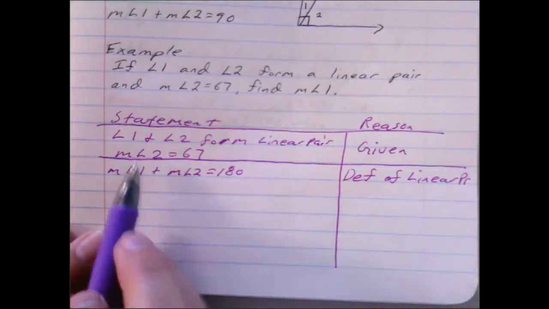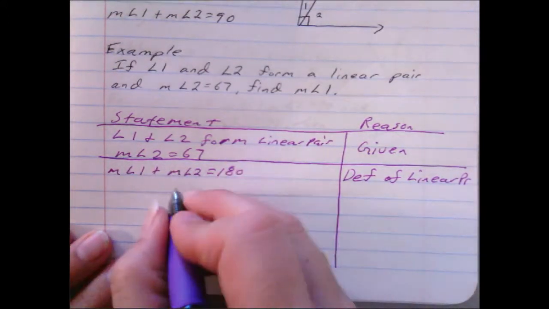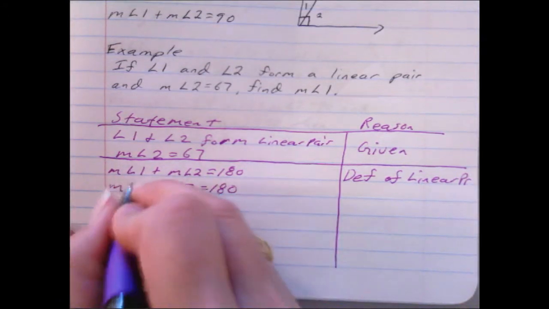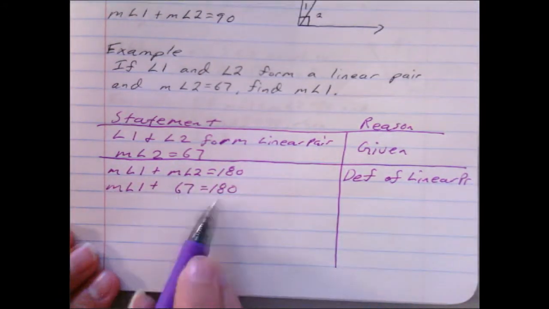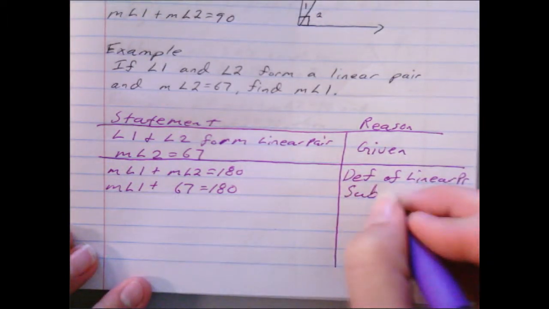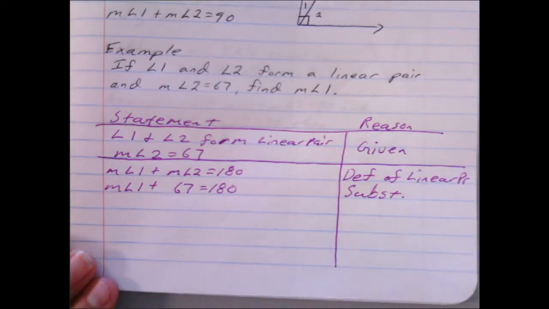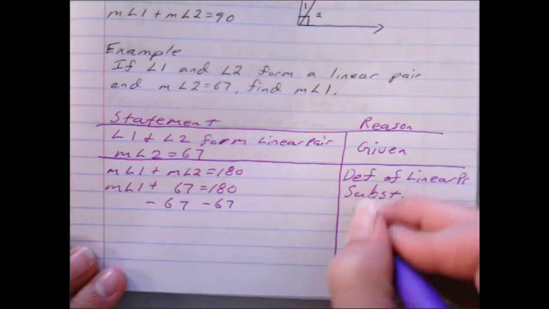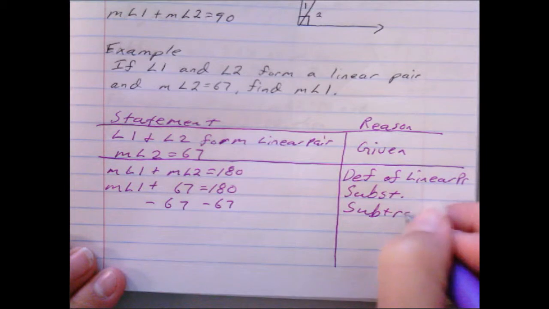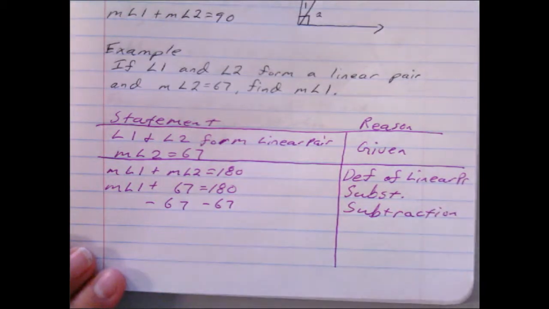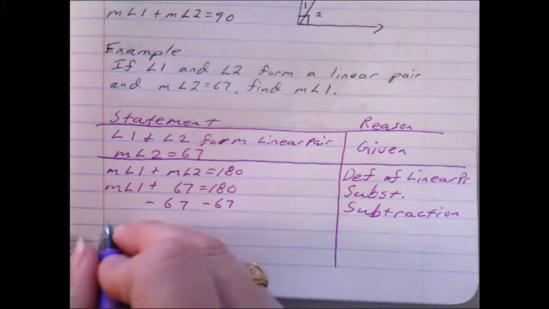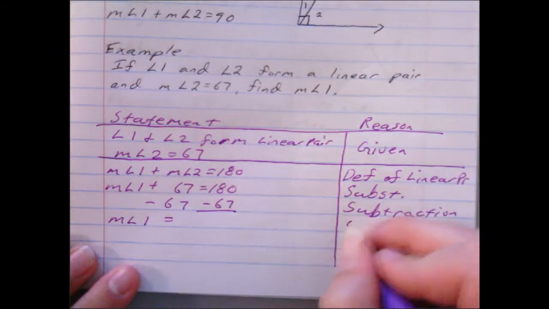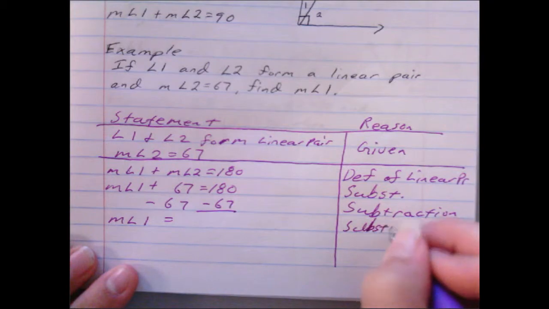Okay, so then we come back down here. The next thing I'm going to do, I know that the measure of angle 2 is 67, so I'm going to plug that in. Measure of angle 1 plus that 67 equals 180, so that's substitution. In the next step, I'm going to subtract 67 from both sides, so that's subtraction. Alright, and then I'm going to simplify. The measure of angle 1 equals, so this is substitution.